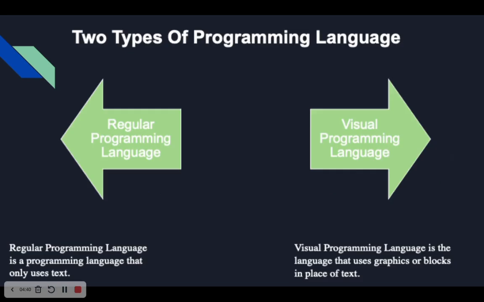Two types of programming language. We have the regular programming language, which is also called a real programming language. We also have the visual programming language. For this course, we'll be looking at the visual programming language. But what is regular programming language?